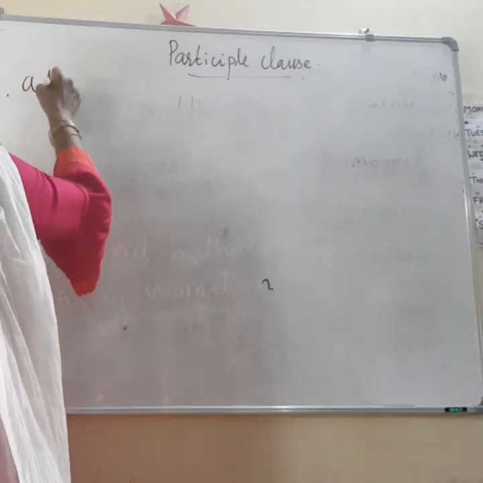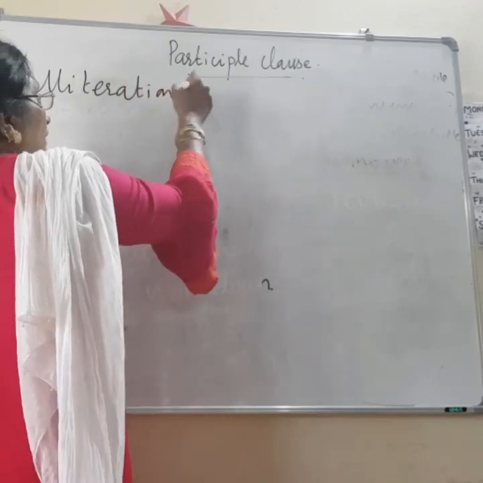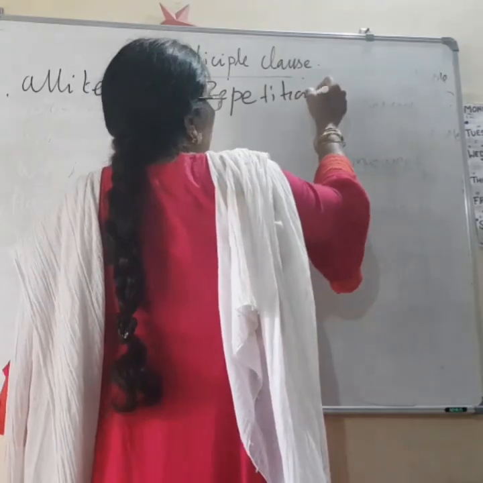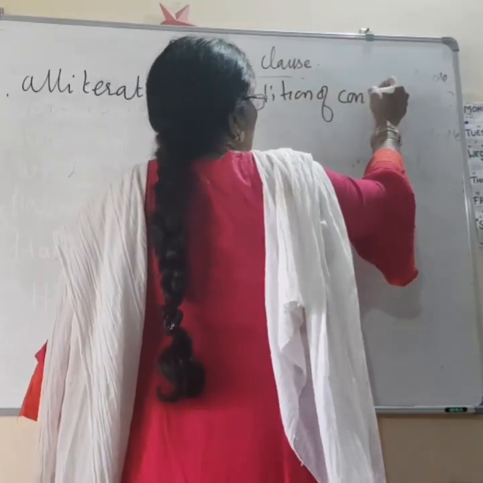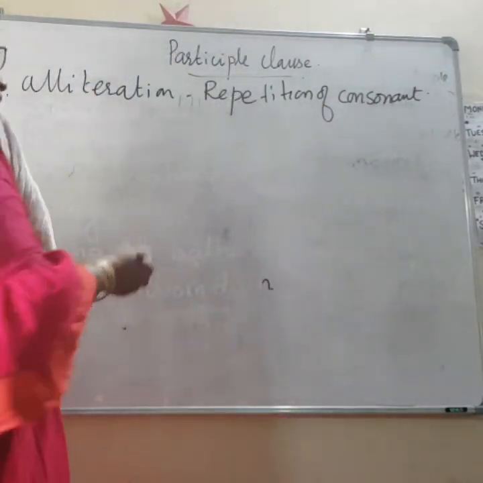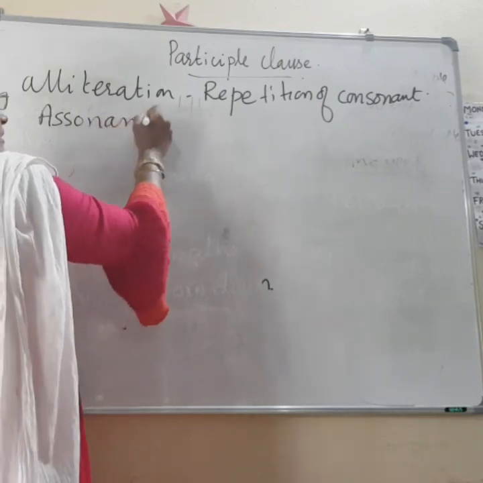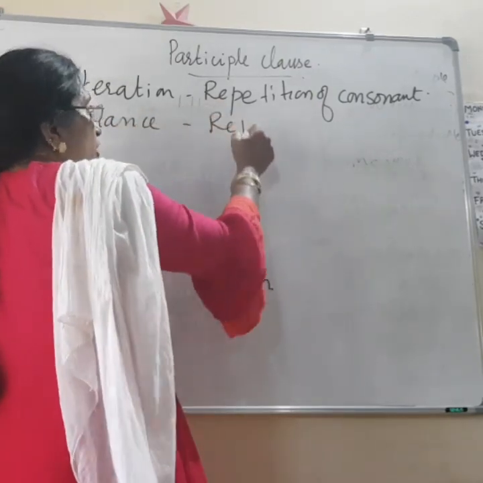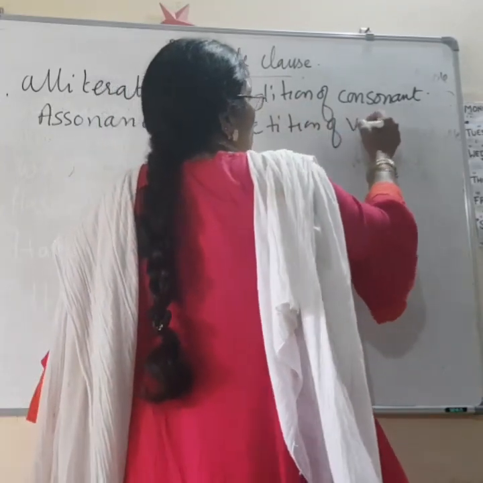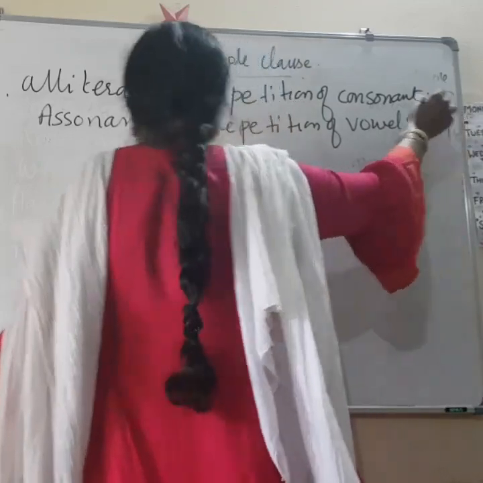First one is alliteration, that we already learned. What is alliteration? Repetition of consonant sounds, or consonant letters. What is assonance? Assonance is repetition of vowel sounds, or vowel letters.